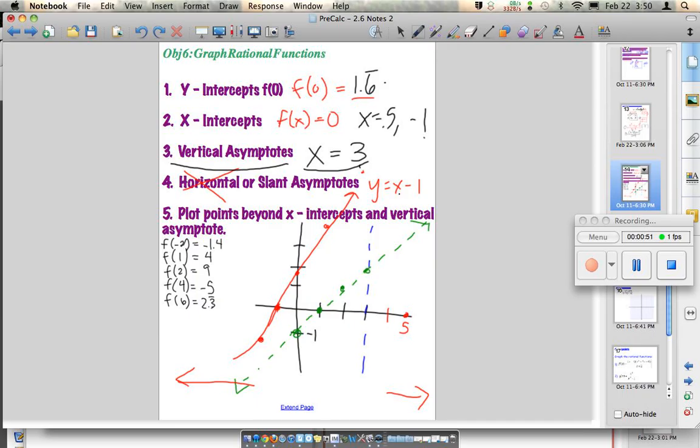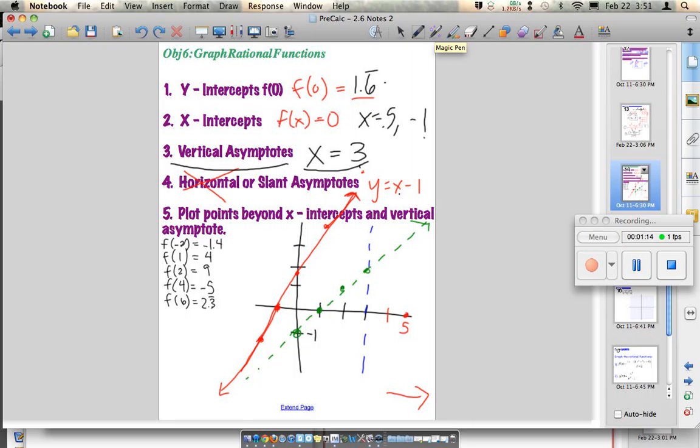This actually does get quite straight, and it's going to get really close to that green asymptote. So remember, the slant and horizontal asymptotes really only work when x goes off to infinity or negative infinity. So this is x going to negative infinity. It looks like we're following that green line. When x gets really close to 3 from the left, we're going to shoot up into positive infinity.